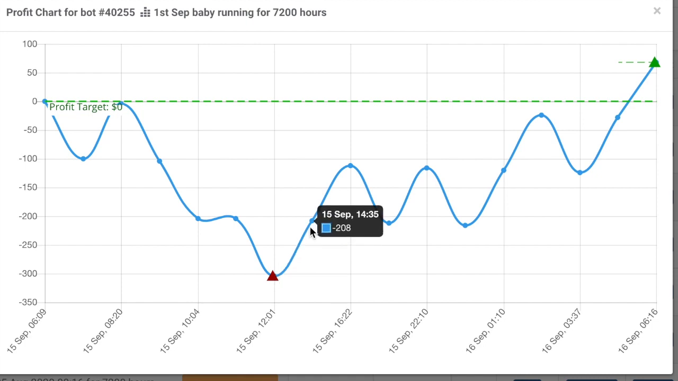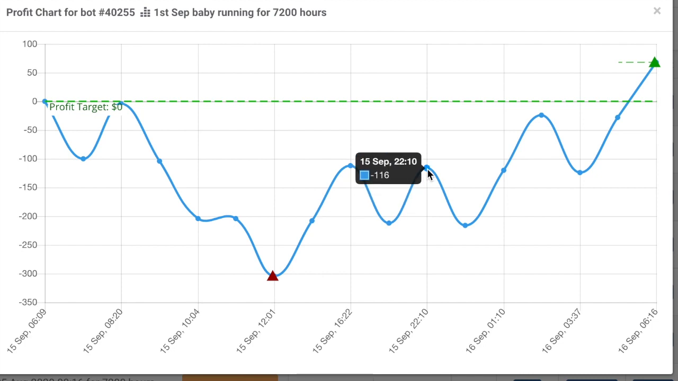Then it had a win, but I'm still losing $208. Then it had another win, so I'm still down, minus $112. You can see this is the green line, the profit line. It's got to break that line before the robot stops.